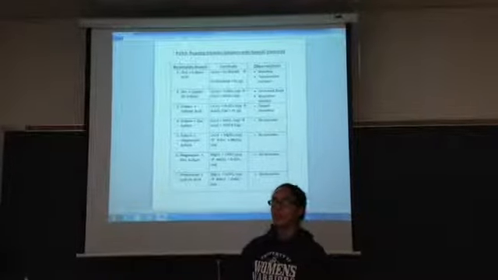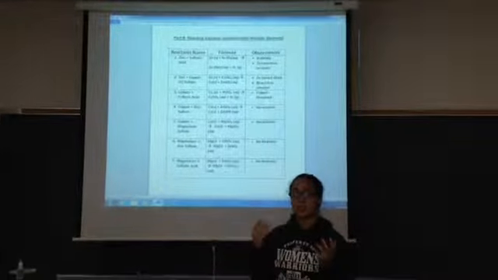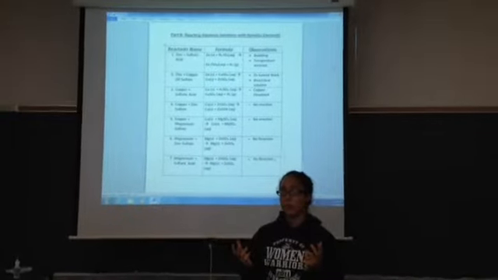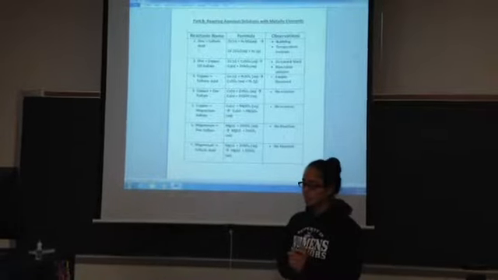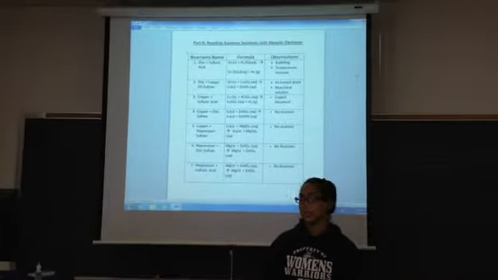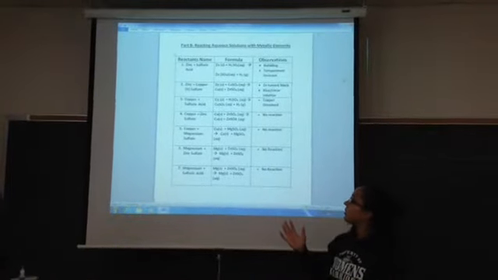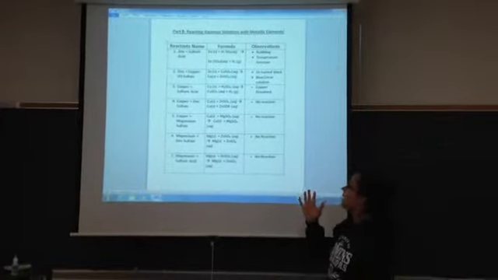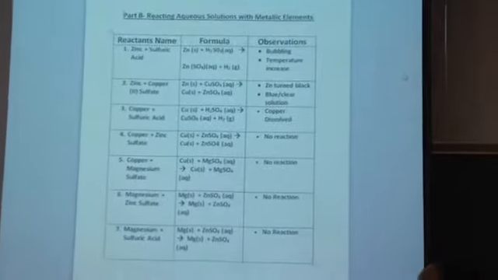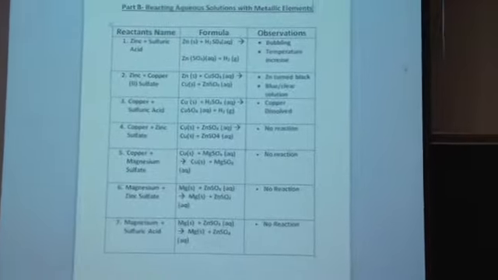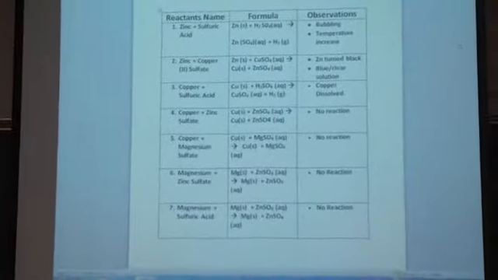In part B of our experimental procedure, we combined aqueous solutions with metallic elements to see what the product would be. This was to determine the relative reactiveness of each of these elements. The first one we did was zinc and sulfuric acid. There was a chemical reaction, there was bubbling and a temperature increase. The second was zinc and copper sulfate. There was a chemical reaction, the zinc turned black and there was a blue clear solution.